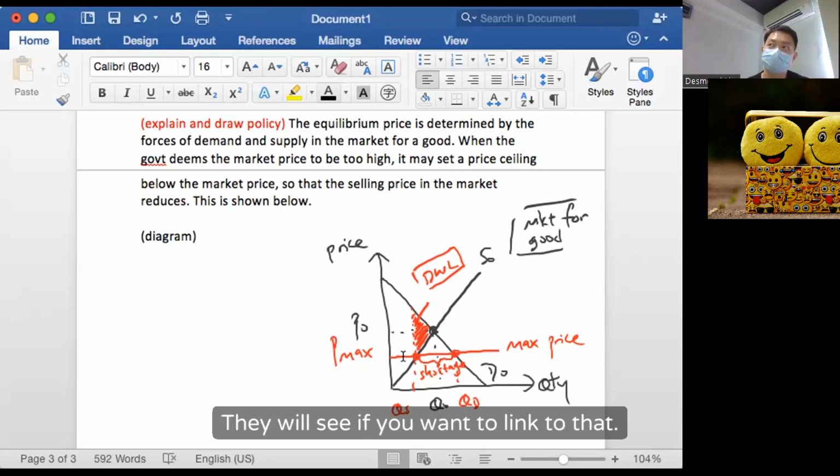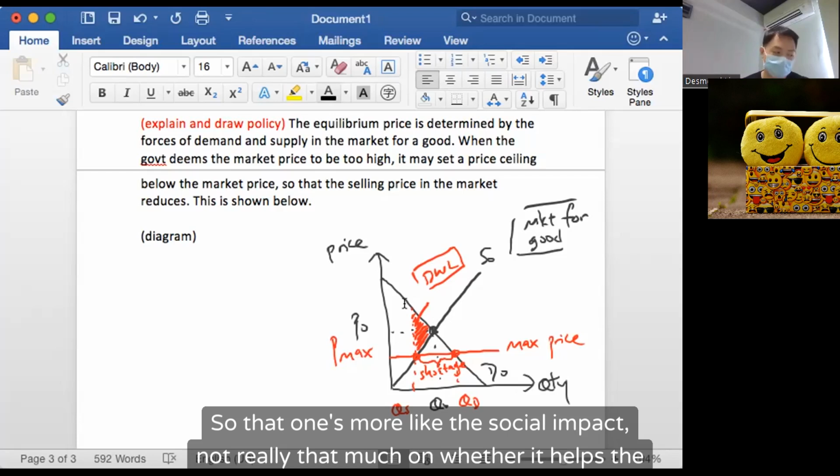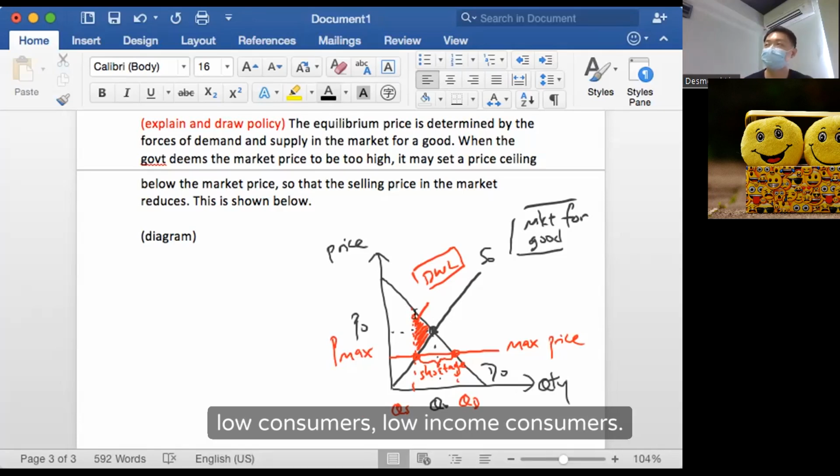Deadweight loss, see if you want to link to that. Okay, so that one is more like the social impact, not really that much on whether it helps the low income consumers. So we see how it goes later.